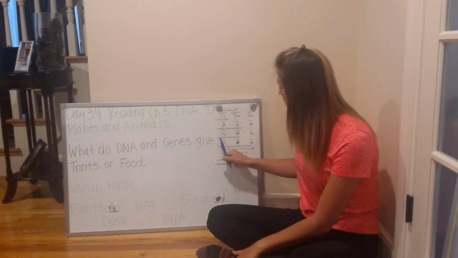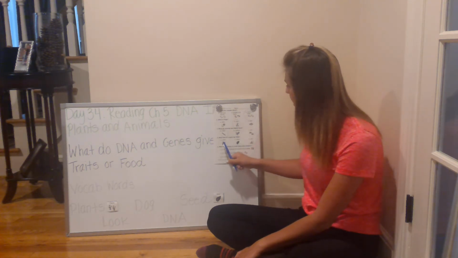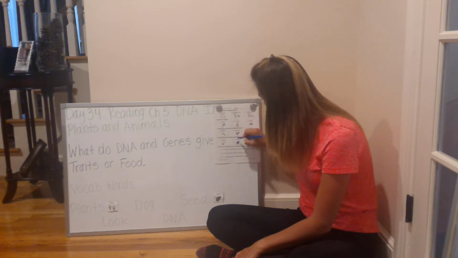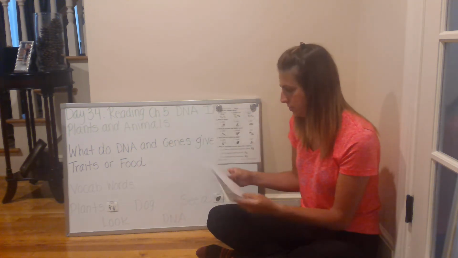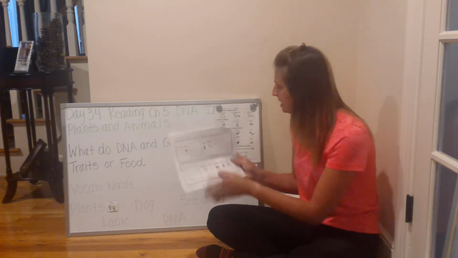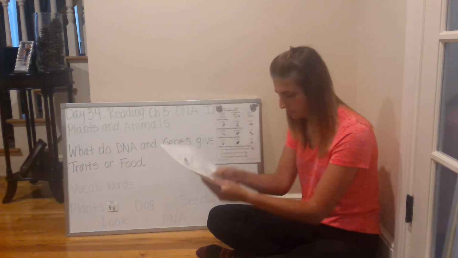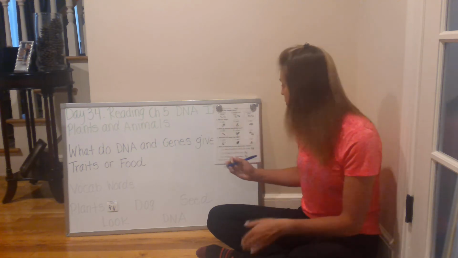Number 4 of the multiple choice. What part of a plant has DNA? Water, seed, or soil? The correct answer is the seed. Number 4 on the fill-in. The plant blank has DNA. The correct answer is seed. And that is the part in which we plant into the ground to watch our plant grow.